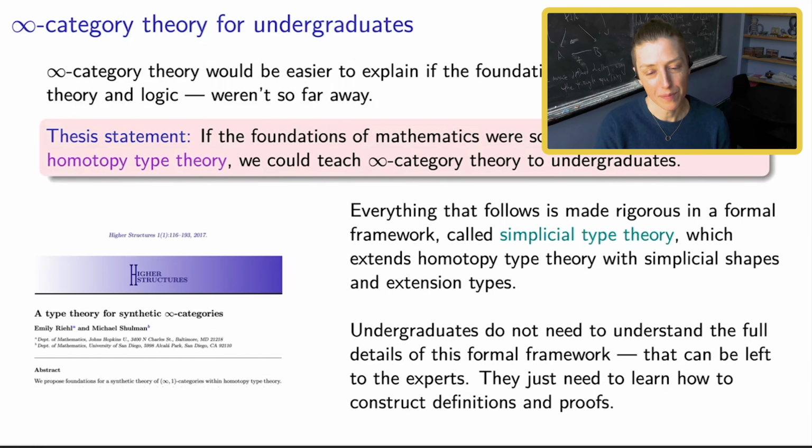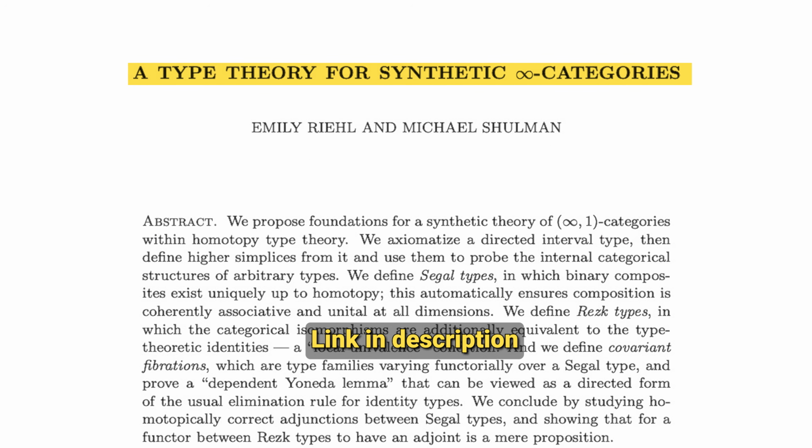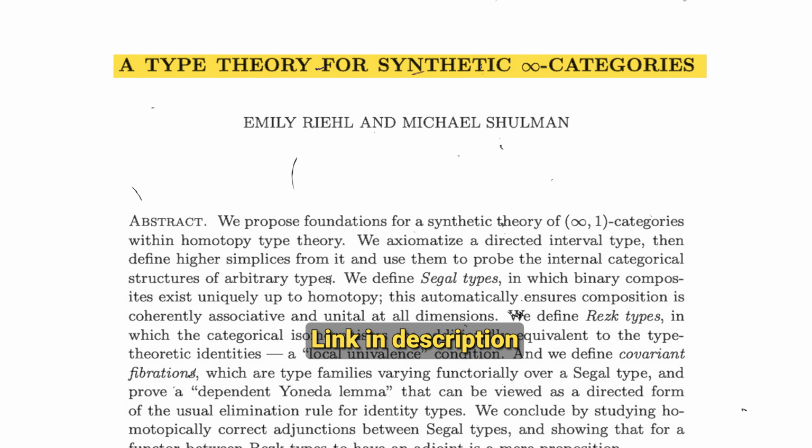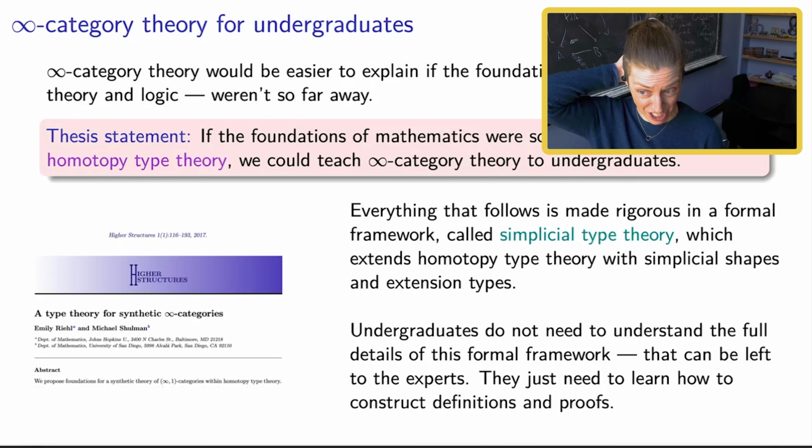Everything that I'm going to say now can be made rigorous in a particular extension of homotopy type theory called simplicial type theory. This was introduced in a paper I wrote with Mike Schulman. It extends homotopy type theory by adding something called simplicial shapes and extension types. And I will briefly on the next slide describe this formal system, simplicial type theory.